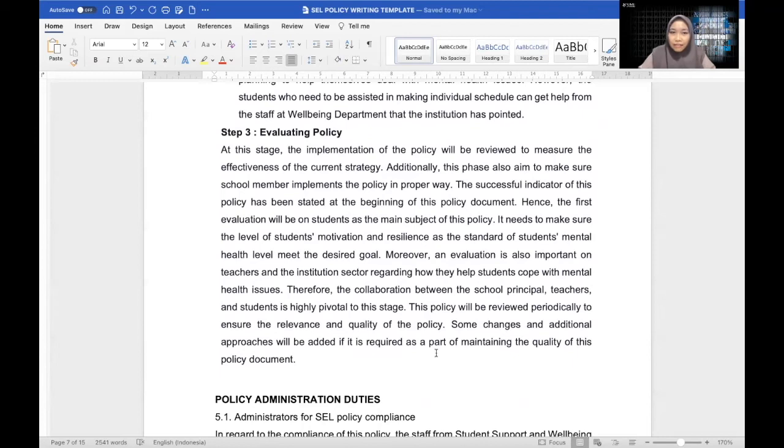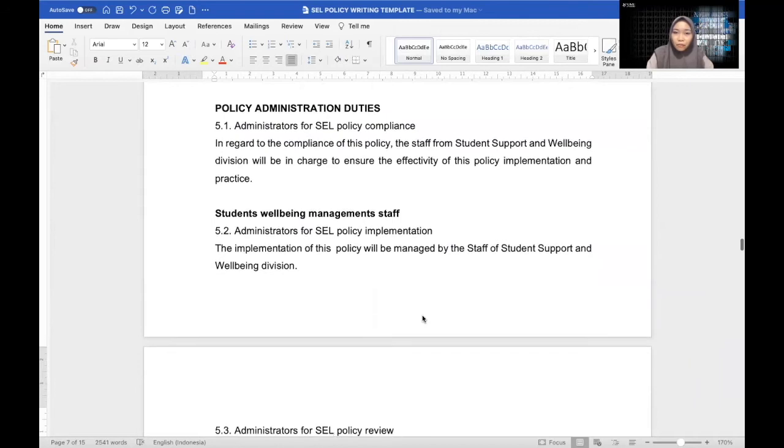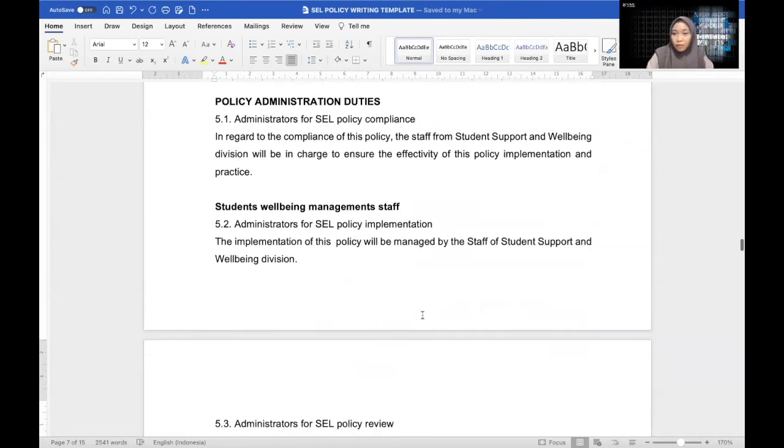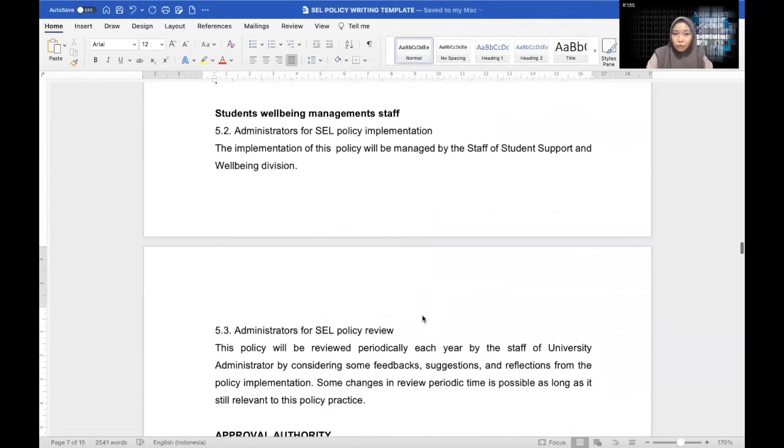And the last step is evaluating the policy. Of course, in this stage, the policy will be reviewed to measure the effectiveness of the current strategy. It is also aimed at making sure that school members implement this policy in a proper way. The next is who is in charge. For the administrators of policy compliance, we will appoint staff from the student support and well-being divisions. It is also true for the policy implementation.